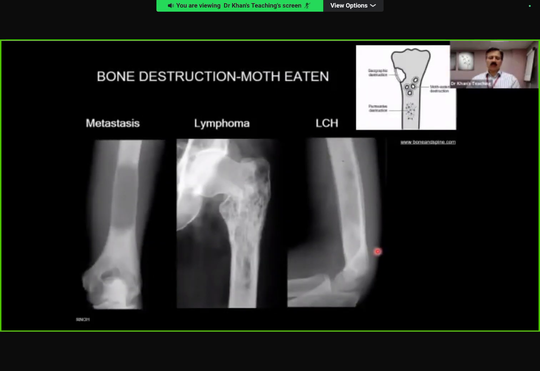This, on the other hand, is an example of moth-eaten. Moth-eaten, which is in this diagram, multiple holes. So now you can see that these are multiple holes. We call it moth-eaten. Look at this, multiple holes, moth-eaten, and this with periosteal reaction.